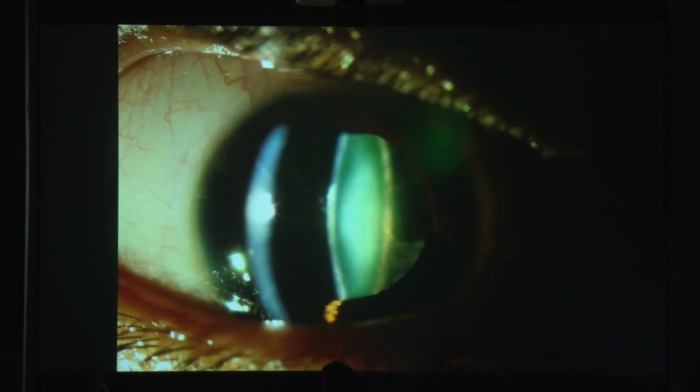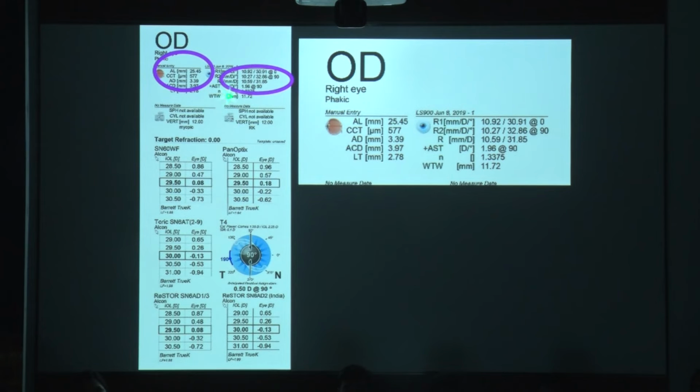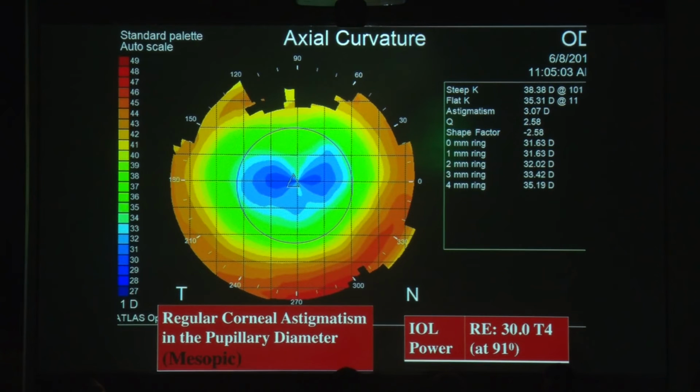and you can see that she has a typical nuclear cataract with some degree of posterior subcapsular cataract also. What is important to note here is her K readings, 31 and 33 almost, and obviously a high axial length, and she has about 2 diopters of astigmatism, which you will see here. Now, to our surprise, and thanks to the RK surgeon who spared the central cornea, the central cornea, if you see on the topography, has a very regular astigmatism.